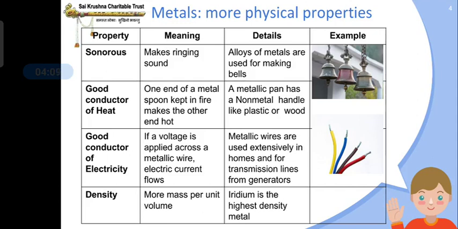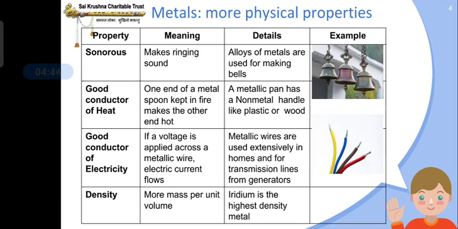Yes. When you are cooking, if you keep a spoon in the heat, the other end will become hot. Why is it happening? Because the spoon is a good conductor of heat, which means metals are good conductors of heat. Only then can it pass the hotness along the metal. Therefore a metallic pan has a non-metal handle like plastic or wood.